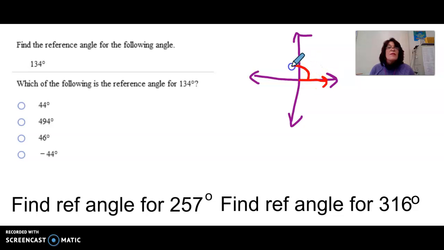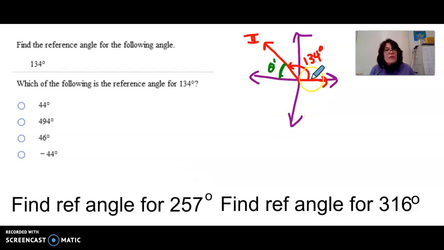134 degrees, that's more than 90, but not the whole way to 180. I'm just going to, again, when I say draw, I mean sketch. Okay? 134 degrees, there we go. The reference angle for 134 degrees is right here. I can see it. I have to figure out how much that is.